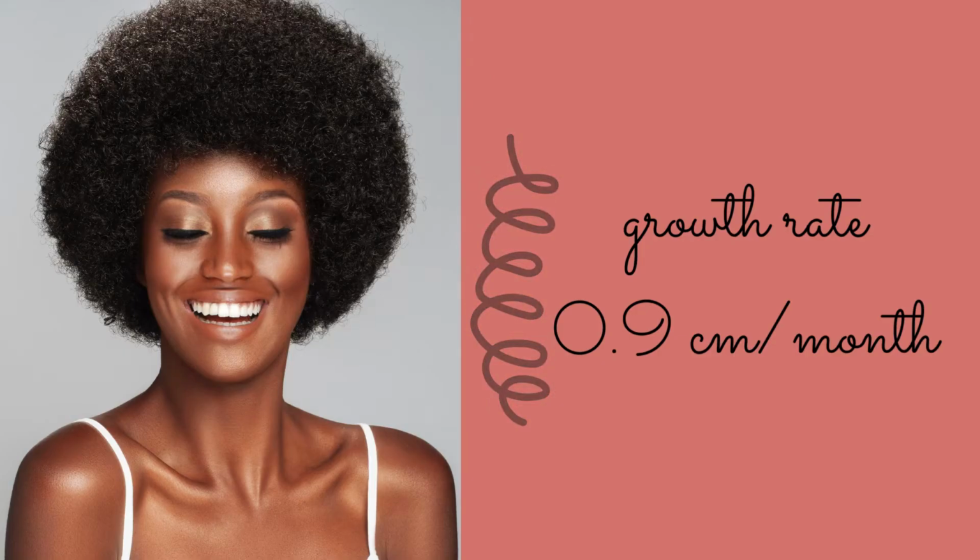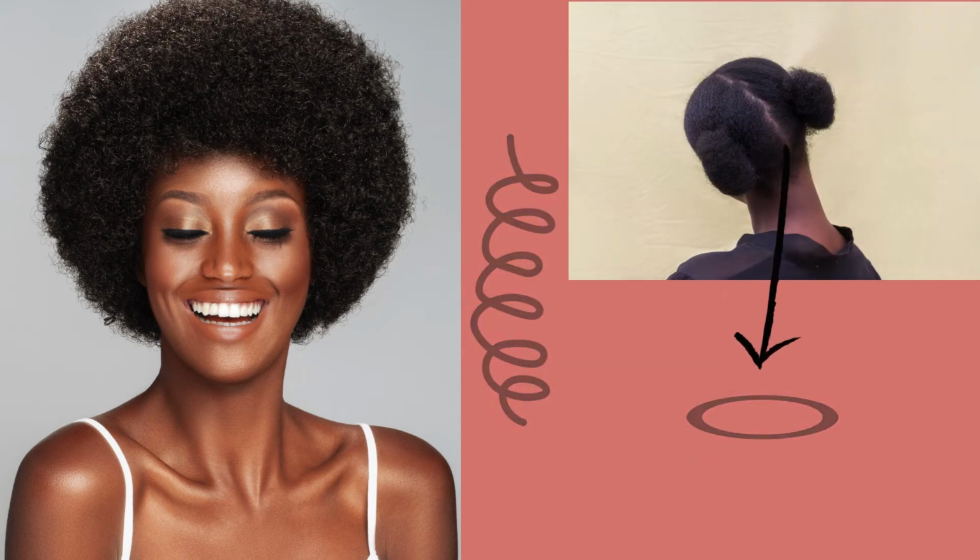And if you have Afro hair, it has the slowest growth rate of 0.9 centimeters per month due to its spiral structure, which causes it to twist on itself as it grows. African hair has a flattened shape because the pores are flattened, which makes it more fragile and prone to breakage. The density of African hair is slightly higher than Asian hair.